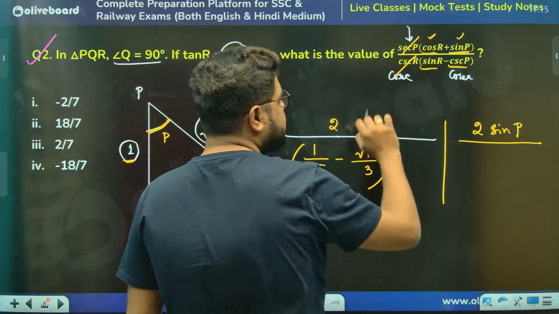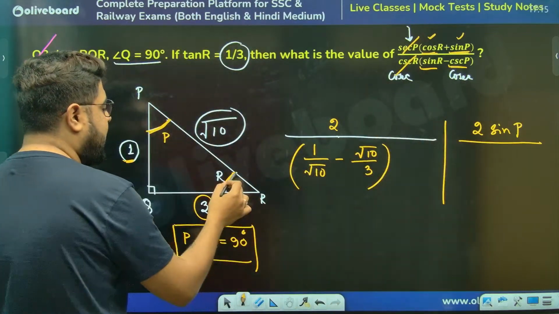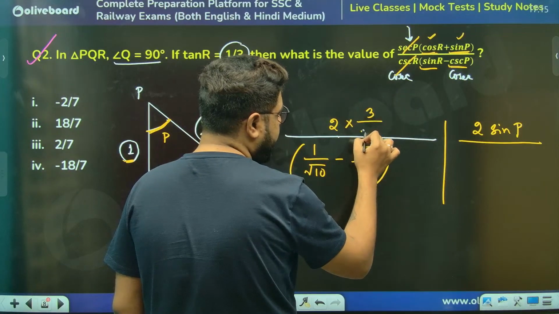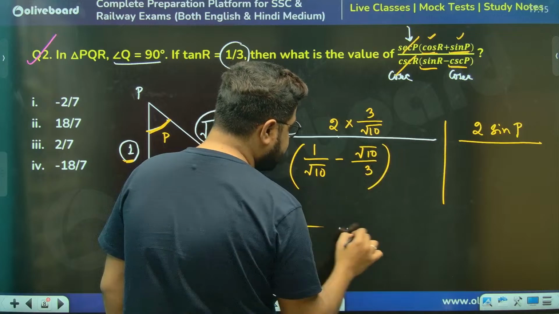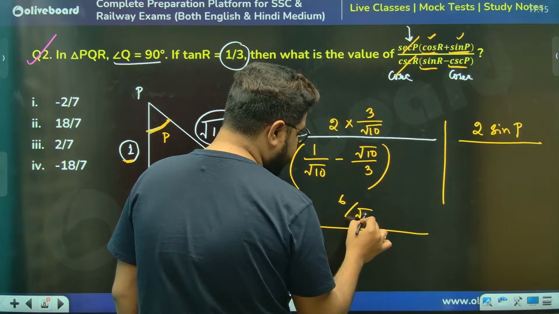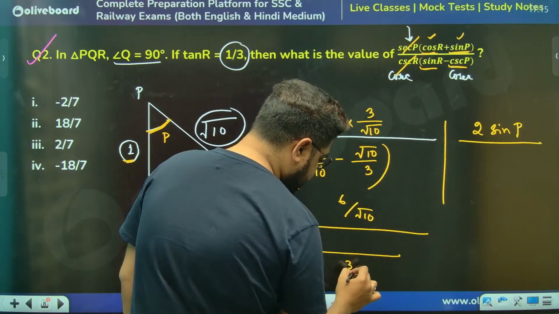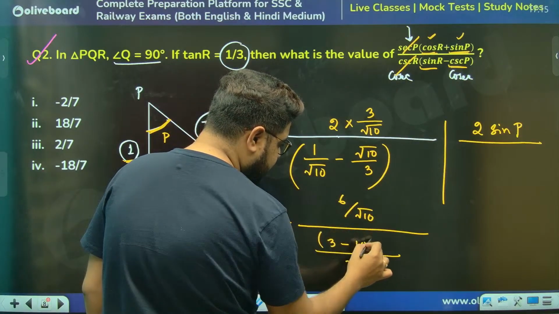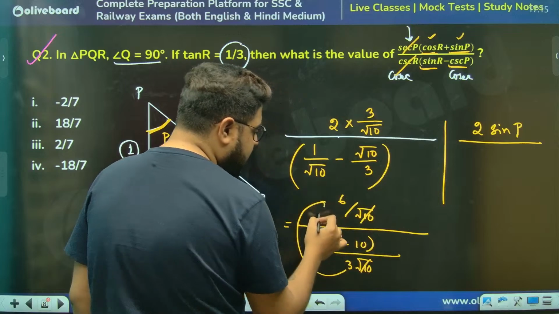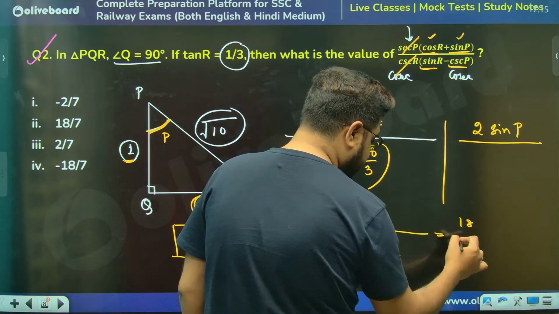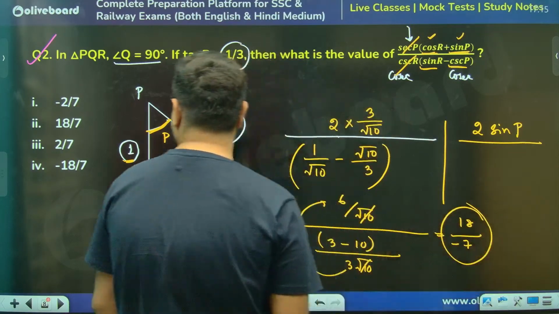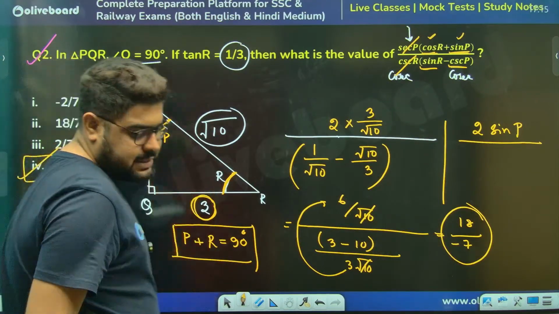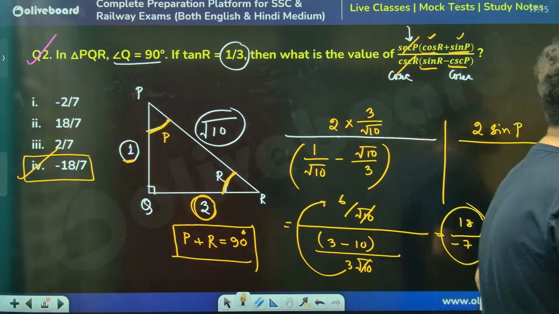Sir, and this is 2 cos R. Cos R is how much, sir? R is this. So cos R will be, sir, 3 divided by root 10, sir. Let's calculate now, sir. 6 divided by root 10. Over here, sir, 3 root 10 is the LCM. So 3 minus 10, sir. Root 10 cancels. 3 will go up. So this is 18 divided by minus 7. You seen option में है क्या? Yes. Option number 4. So there was no other printing mistake, sir.